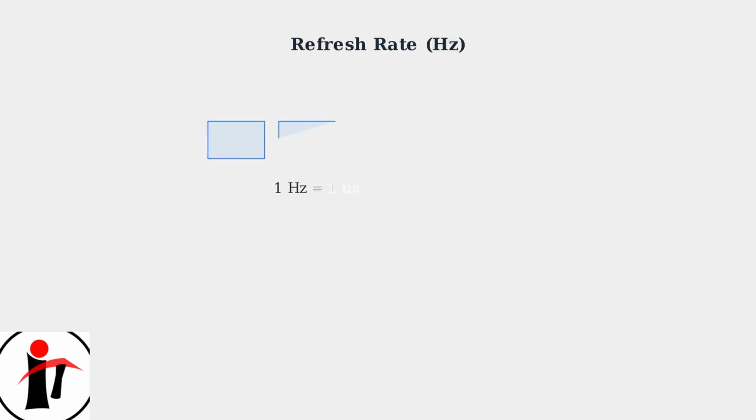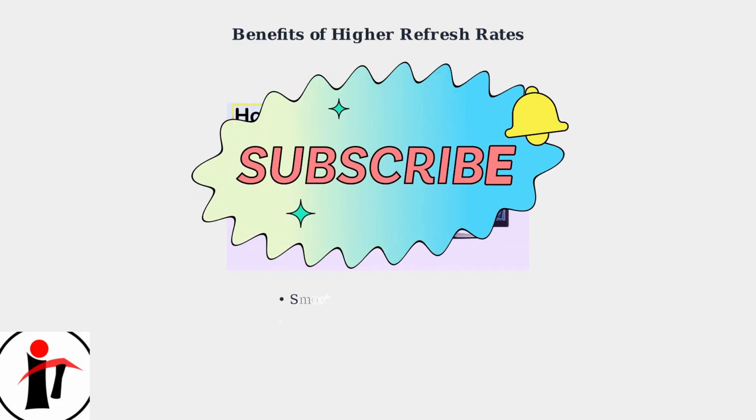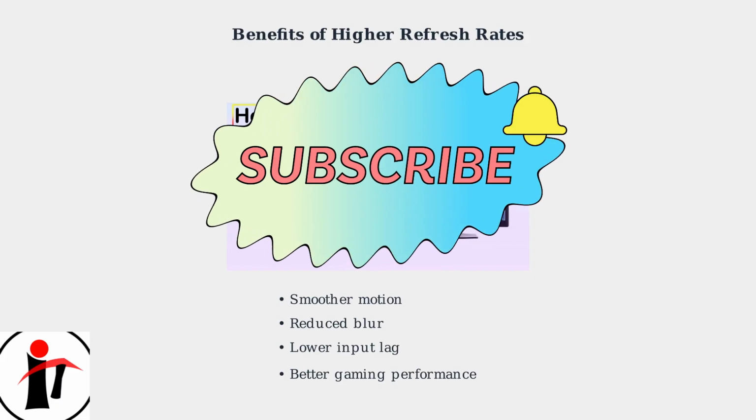Refresh rate, measured in hertz, indicates how many times per second your monitor updates the display. Understanding this concept is essential for optimizing your Sceptre monitor's performance. Higher refresh rates provide significant benefits, including smoother motion rendering, reduced motion blur, lower input lag, and enhanced gaming performance. These improvements make a noticeable difference in your viewing experience.